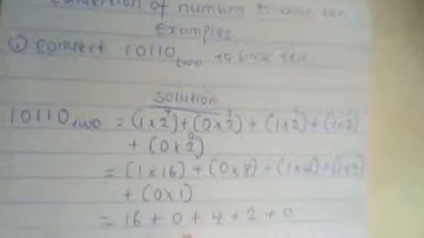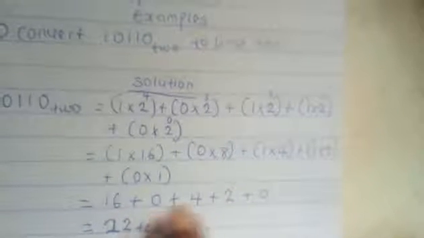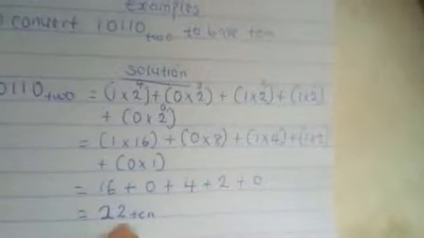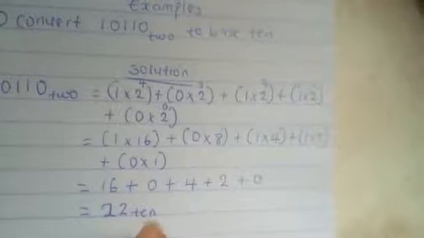Now from there, you start multiplying. 1 times 16 is 16. 0 times 8 is 0. 1 times 4 is 4. 1 times 2 is 2. 0 times 1 is 0. Then you add it: 16 plus 0 plus 4 plus 2 plus 0. We have 22. We call it 22 base 10.